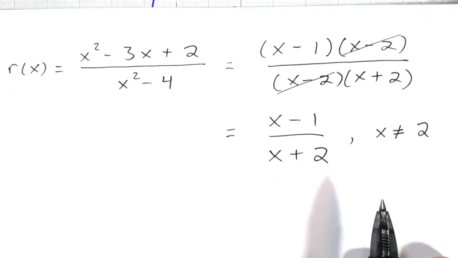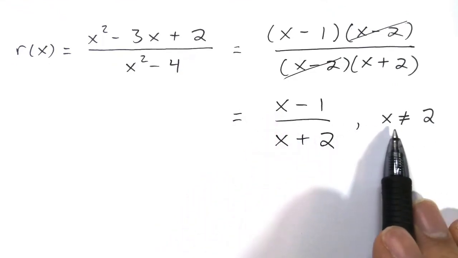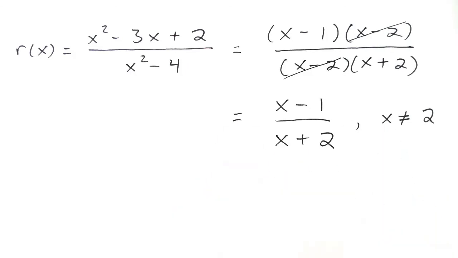Now one thing you do want to be careful of is whatever number you find for your x-intercept value, you want to make sure that's not the number that you excluded, all right? If that corresponds to a hole in the graph, then it doesn't count as an x-intercept.